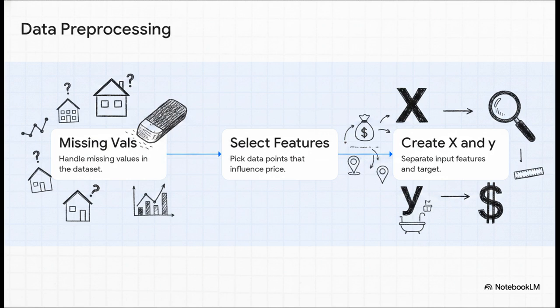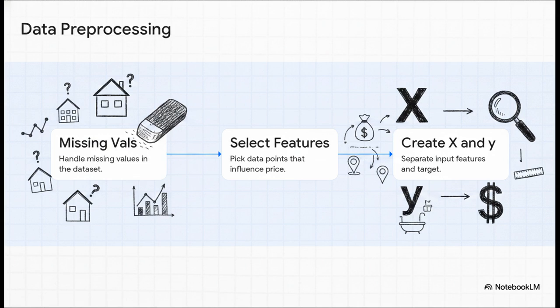If a house in our dataset is missing a square footage number or maybe a price, we either have to fill in that blank with a really smart guess or just drop the row entirely. Otherwise, the model will crash. Second is feature selection. We only want to pick the data points that actually influence a house's price.